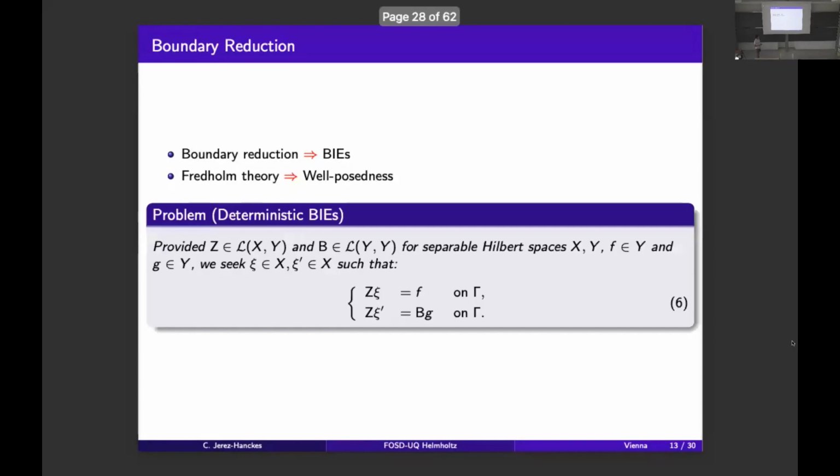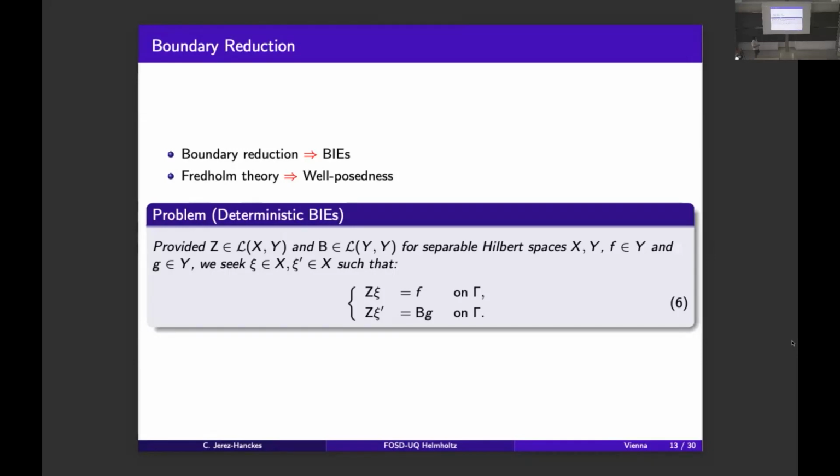Then you have all the Fredholm theory. You can show well-posedness in this. And if you look at the deterministic BIEs, boundary integral equations, we will be in either H^1_loc or H^1, also for the Dirichlet case, and then of course if it's unbounded, we need to localize it.